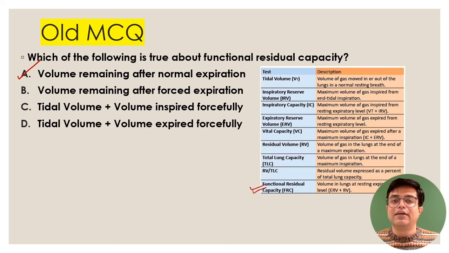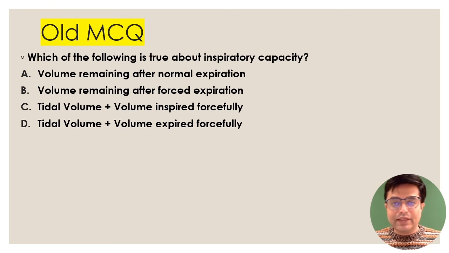Pause the screen, listen, understand, and then only go forward. Now have a look at this question. Which of the following is true about inspiratory capacity? It looks easy, but it is not easy. And it looks similar to the previous question, but you need to know precisely. What is inspiratory capacity? The maximum volume which you can take in, tidal volume and forced volume after that. So that is inspiratory reserve volume apart from that. So TV plus IRV is the definition of inspiratory capacity.